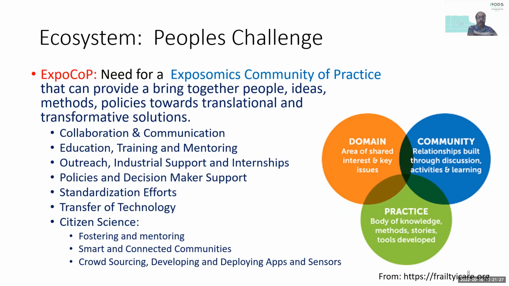And of course, the exposomics community of practice can help in fostering and mentoring a very healthy environment for citizens to take part in exposomic experiments, and even conduct some of the experiments and bring their results back. And the concept of smart and connected communities becomes really important. And with the IoT, Internet of Things, we should also look at an Internet of Exposomics, which can be brought in here, so that we can take the system and the science to the next level. Crowdsourcing and developing and deploying applications and sensors can be a really good part of such a system. So how do we go about doing it?